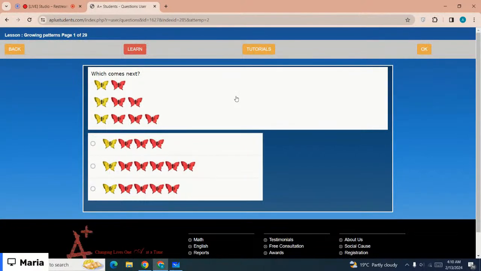Which comes next? Which is the correct option? One, two, three. Just understand the pattern. The yellow butterfly is the same. The red one is increasing. One, two, three. That means for the next time you have one yellow and four red butterflies, isn't it? Yes, very good.